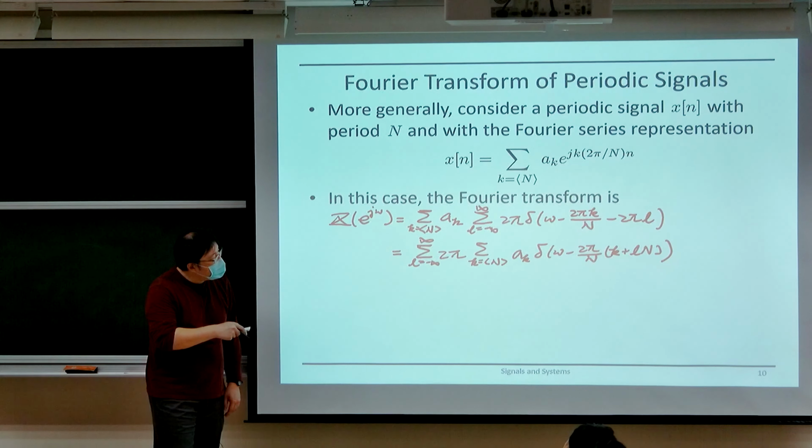Now the key thing here is that we know from before that the Fourier series representation for discrete time signals must be periodic. So the Fourier series coefficients here are periodic. That is, a_(k prime minus LN) equals a_(k prime) for all integers L.